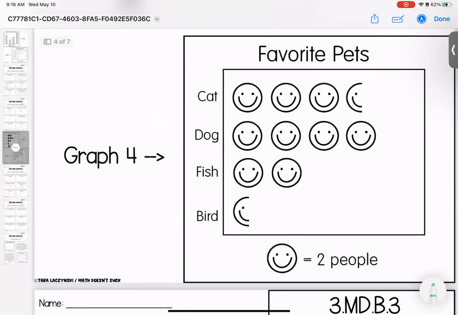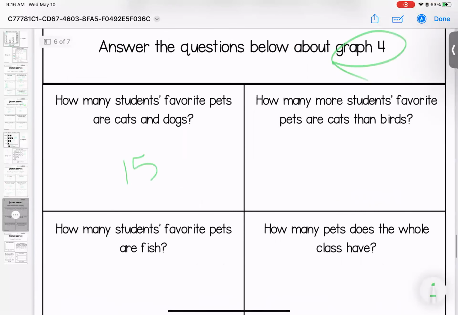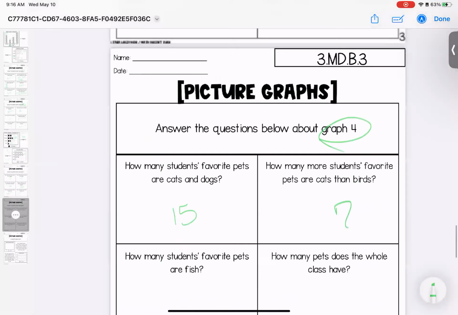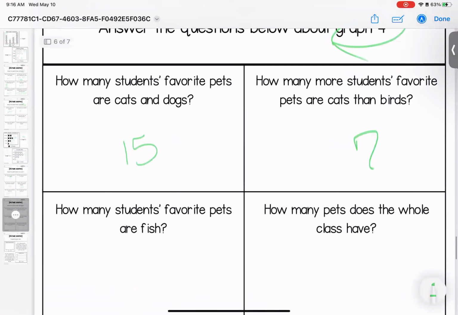So first, starting off with these are twos. So 2, 4, 6, 7, 2, 4, 6, 8, 2, 4, and 1. So again, we started with cats and dogs. 7 plus 8 is 15. And then we were comparing cats and birds. So there are our first two answers. So for pets, cats and dogs, 15. Comparing cats and birds, it was 7. Right? I already forget. All right, I knew that didn't feel right.